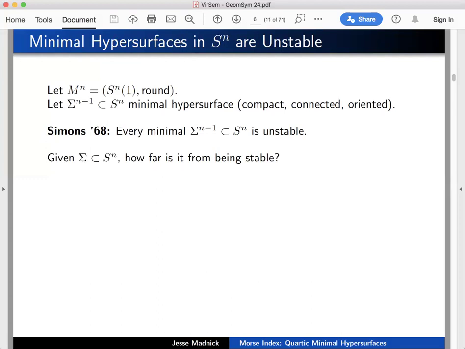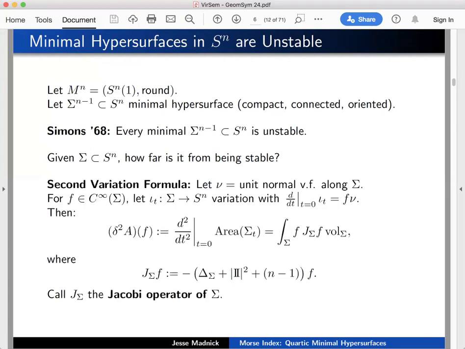So that raises the following question. Given a minimal hypersurface in the round sphere, how far is it from being stable? Right? Can we measure that somehow? And we can. So remember that stability means that the second derivative of area is non-negative. So we need a formula for the second derivative of area. That's given by the so-called second variation formula.